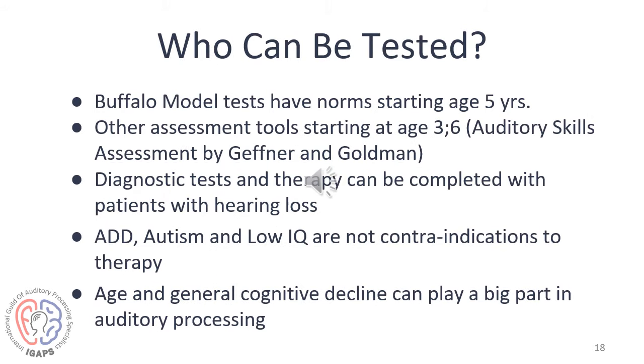We may have been trained, if we were trained at all, that people with hearing loss cannot have APD by nature of the peripheral loss. The Buffalo model approach subscribes to the idea that if one has peripheral hearing loss, one likely also has APD, as the system is not receiving normal input.